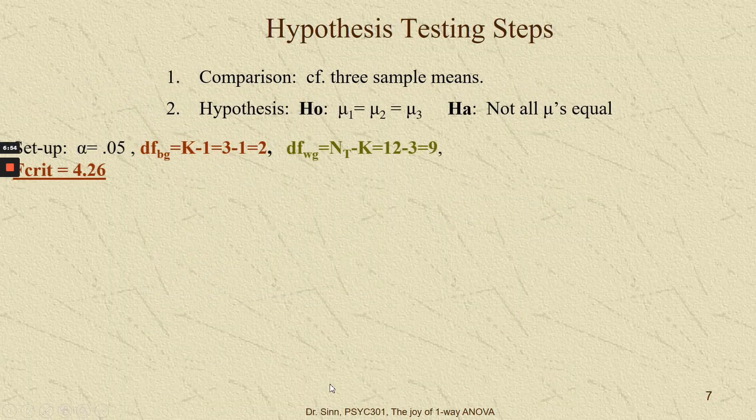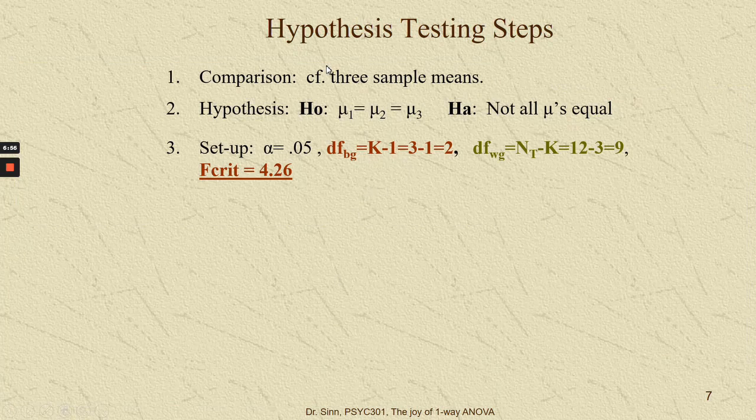Okay, so what would our hypothesis testing steps be? We compare the three sample means. The null would be that all the mu's would be equal. The alternative would be not all of the mu's are equal. And then we do our setup. Alpha is equal to 0.05.